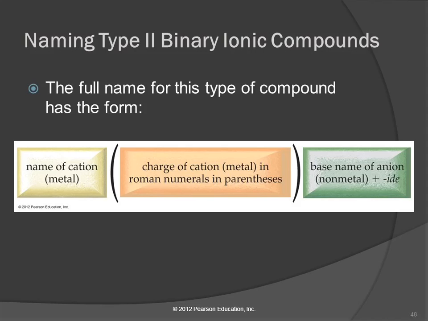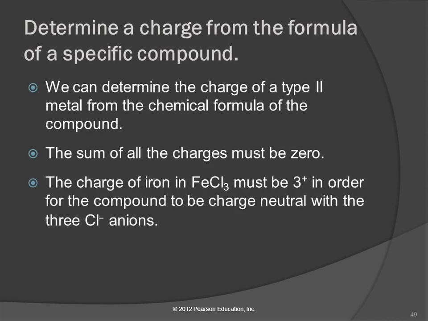So for these compounds, they take the form: name of the cation, the metal with its charge in parentheses, and then the base name of the anion with the ending changed to "ide." The thing is, though, we have to figure out what the charge on the cation is, and we do that by looking at the charge on the anion.